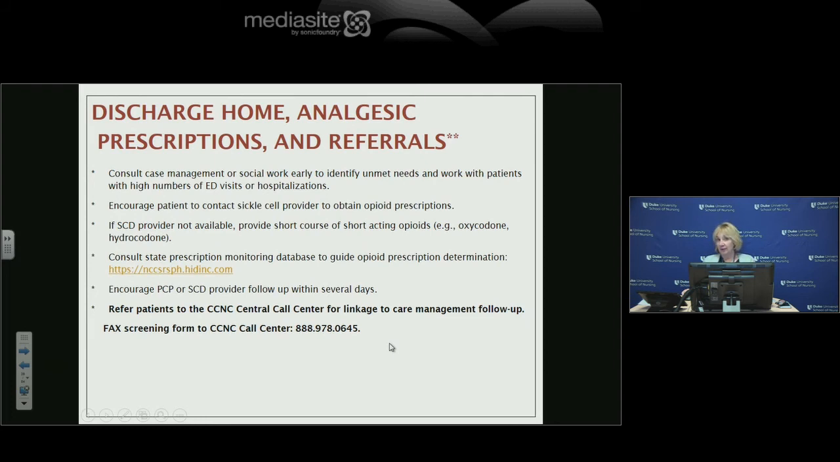So that's the algorithm. What we're going to talk about and end with now are some more resources and thinking back to some of those patients with high utilization, but really beyond that. Another box on the back of the algorithm card is discharge home, with some information about prescriptions and referrals. You want to be able to consult case management or social work early to identify unmet needs. And I'm going to show you a screening form and some data that we have been able to obtain by using that screening form.